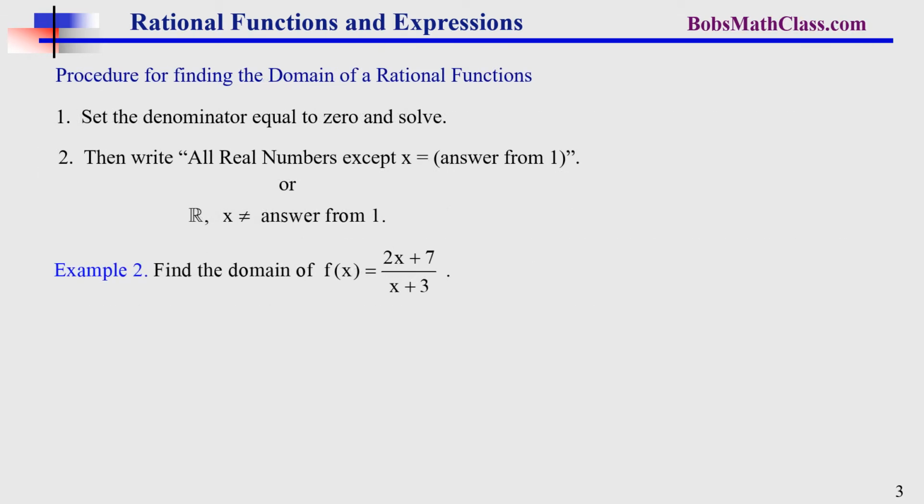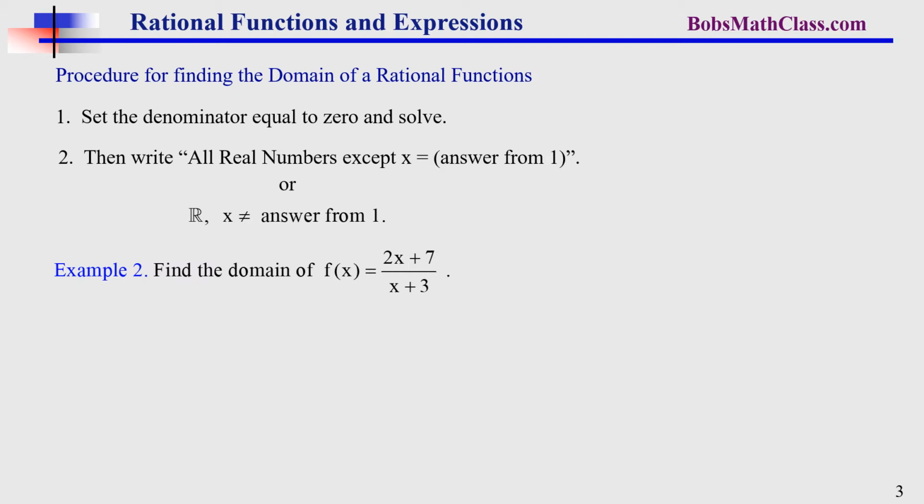All right, so let's do a procedure now. What we're going to do, there's 2 steps, just 2, you can do it. First step, set the denominator equal to 0 and solve. That's our first step. Set it equal to 0 and solve.